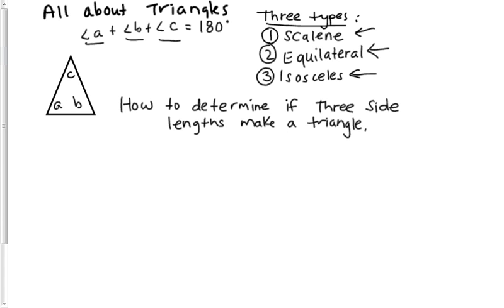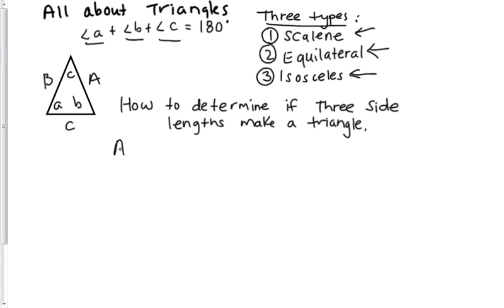If this is angle A, I'm going to say this is side A. If this is angle B, I'm going to call that side B. And if this is angle C, I'm going to call that side C. So the property is that the sum of two of the sides of the triangle has to be greater than the third side.